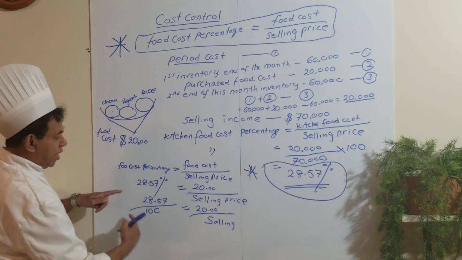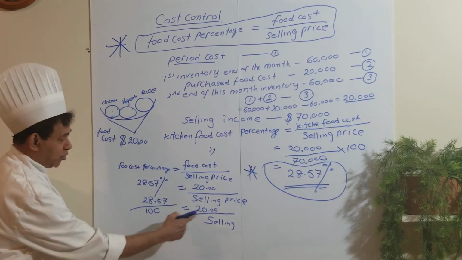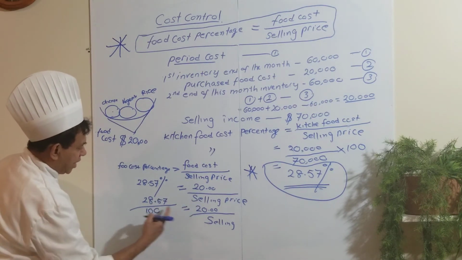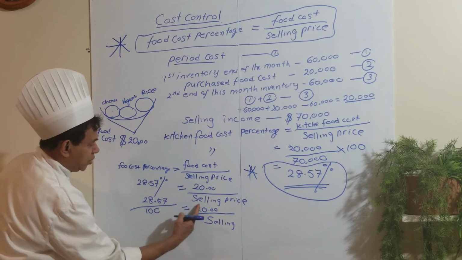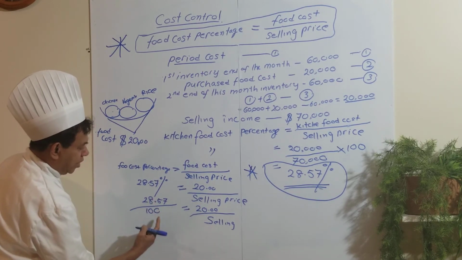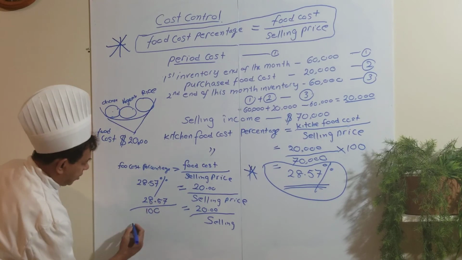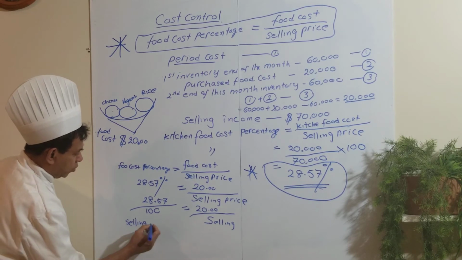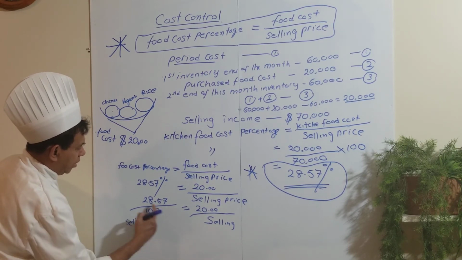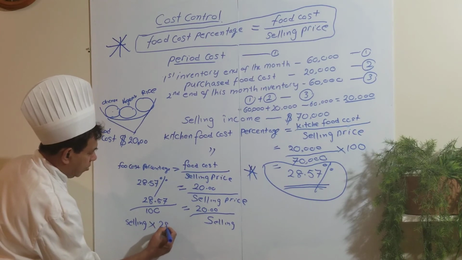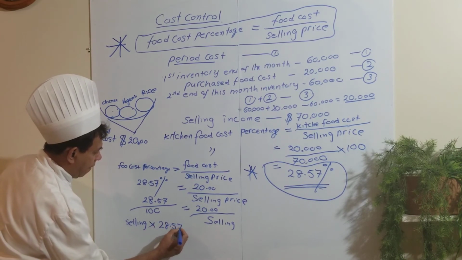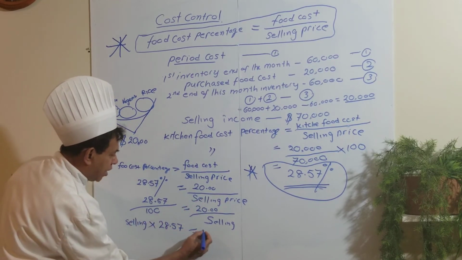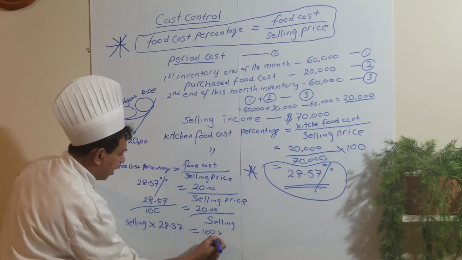Now we cross multiply just to solve this mathematics. Selling price and this one multiply together, this one and this one multiply together, down and up, down and up. So selling price multiplied by 28.57 is equal to 100 multiplied by 20.